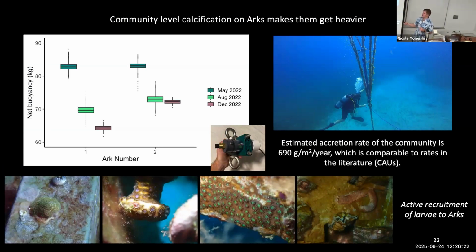As we can see from this plot, this is net buoyancy in kilos, so this is how floaty they are. You can see that net buoyancy is going down over time. This is the first arc, this is the second arc. As it goes down, it really is a strong indicator of calcification. And when we map this to the average calcification rate, this accretion rate is about 690 grams per meter squared per year, which we see pretty frequently in the literature as being pretty common.